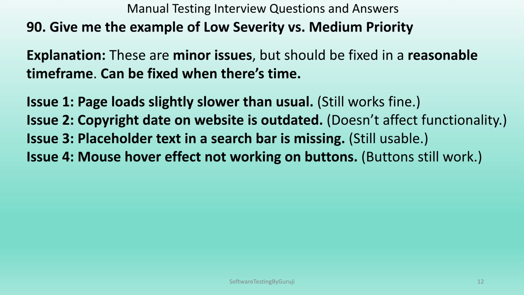First issue, page load slightly slower than usual, still works fine. Second issue, copyright date on website is outdated, doesn't affect functionality. Third issue, placeholder text in a search bar is missing, still usable. Fourth issue, mouse hover effects not working on buttons. Button still works. So these are the four examples of low severity versus medium priority. Let's move to another question.